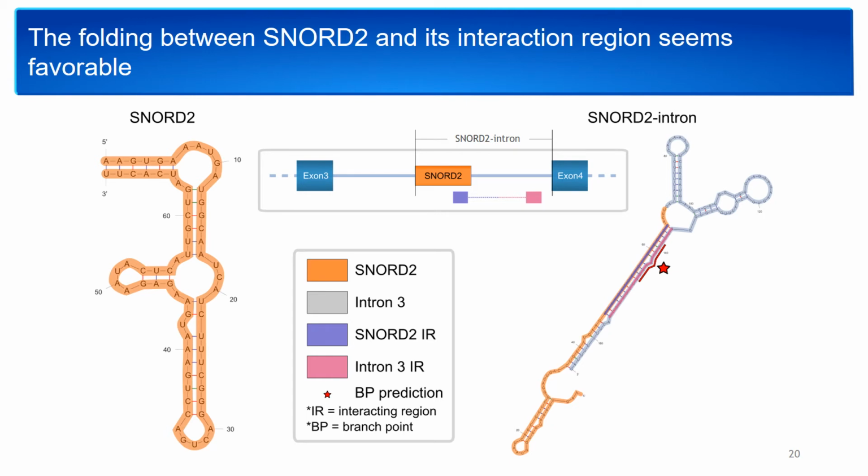In this intron, the predicted branch point, as represented here by the red star region, is located in the middle of the predicted RNA interaction region, which suggests that this base pairing of the branch point with SNOR2 sequence could impact the splicing of the next exon.